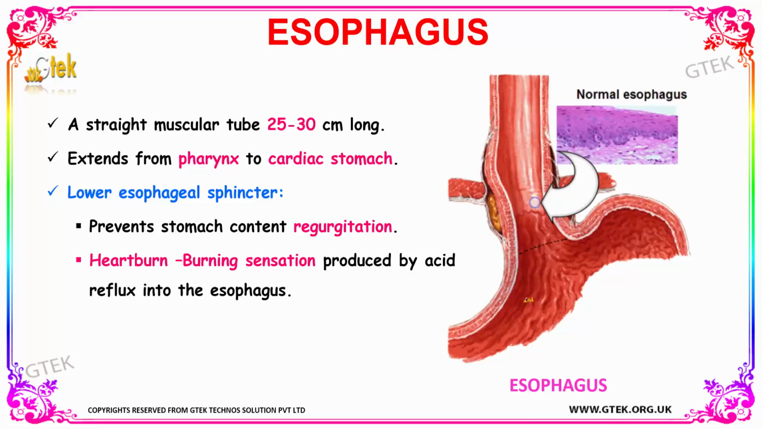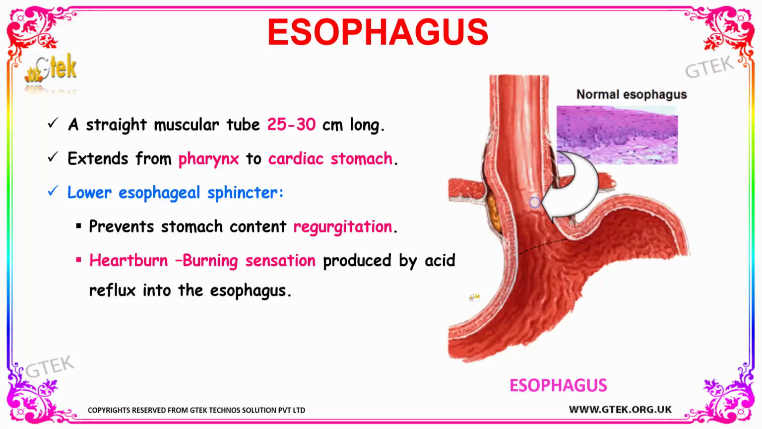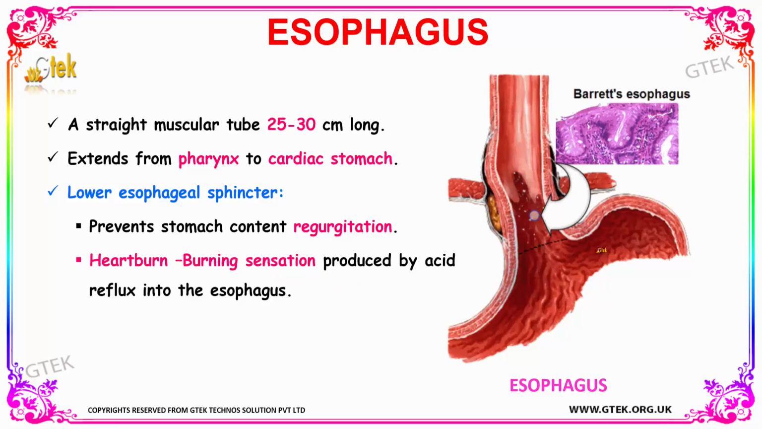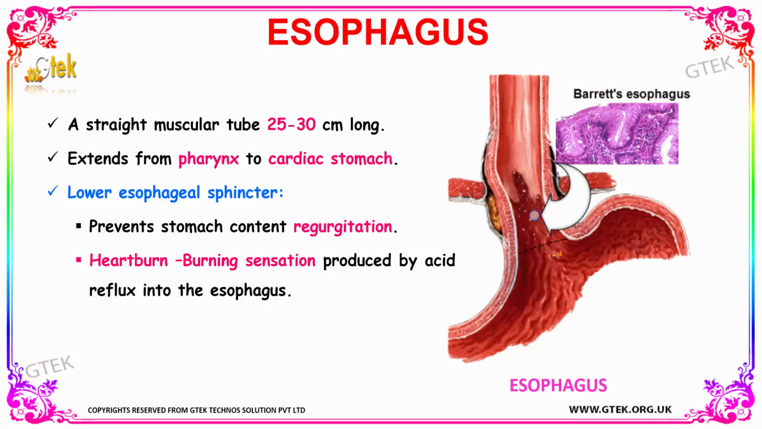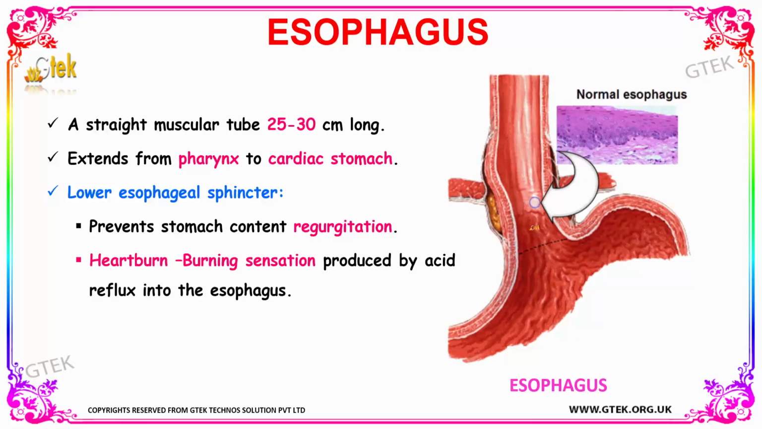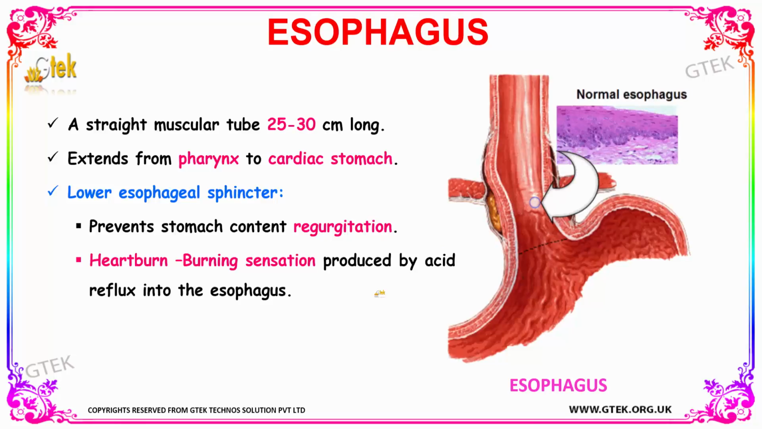The esophageal sphincter also prevents heartburn, that is the burning sensation that is produced by the entry of acid into the esophagus. These two situations are prevented by the esophageal sphincter.